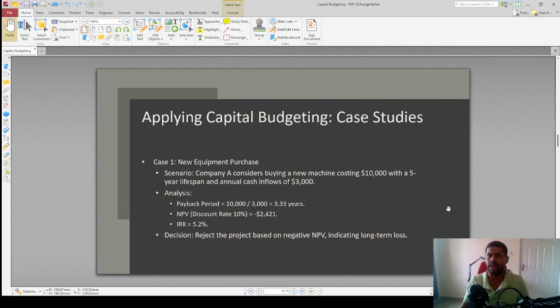Let's look at a few examples to understand how exactly this happens. So here's a case study. Company A considers buying a new machine costing $10,000 with a 5-year lifespan and an annual cash flow of $3,000. The payback period is 10,000 divided by 3,000, 3.3 years, to get your money back. At a discount rate of 10%, it's actually generating a negative NPV, although the IRR is 5.2%. In this case, you can think of the discount rate as the cost of capital. That means your IRR is lower than your cost of capital, and you have a negative NPV. So this is not a good project to take up.